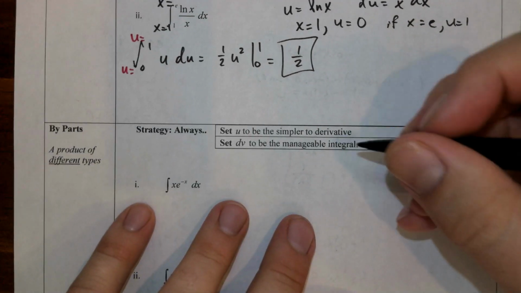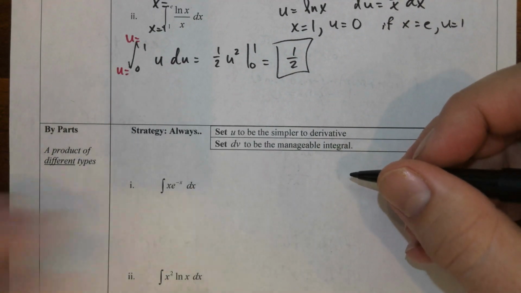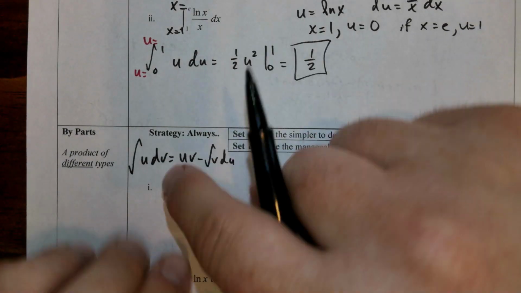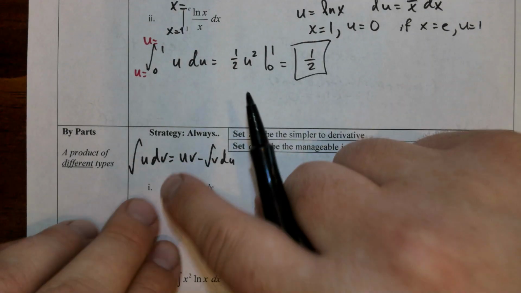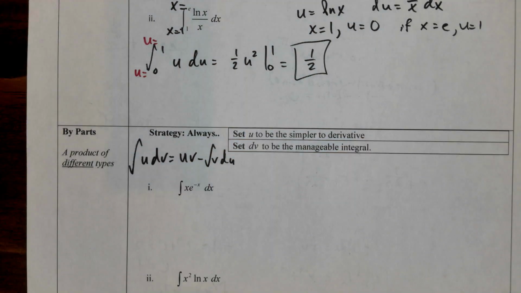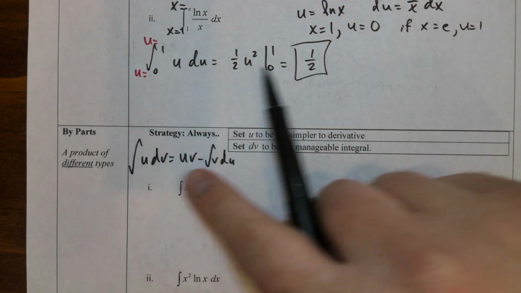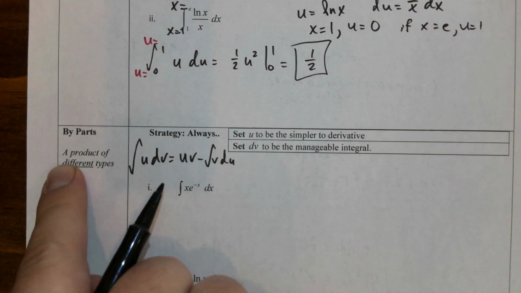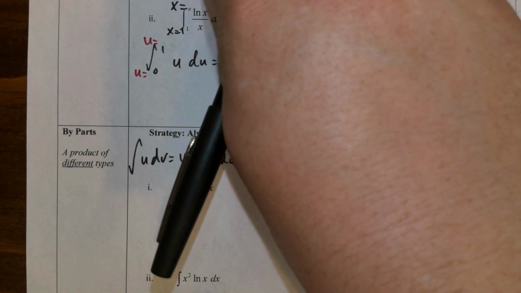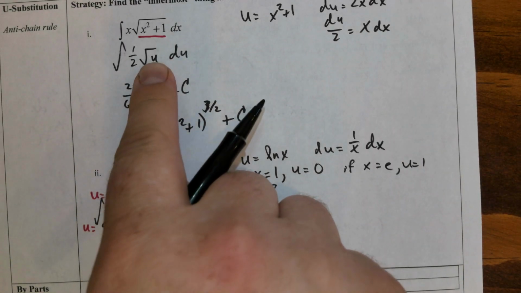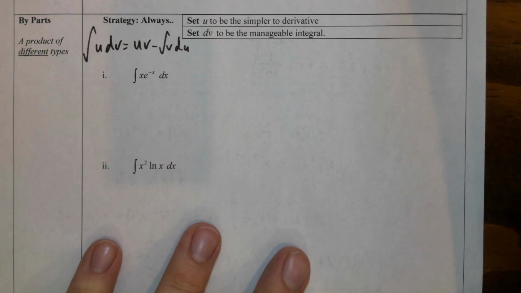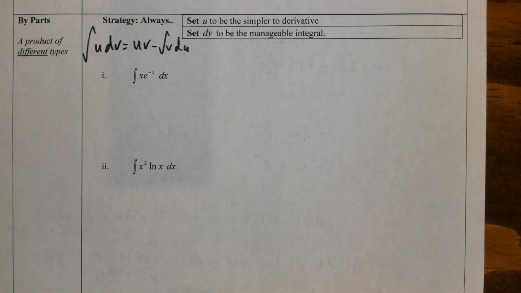I have this lovely formula for integration by parts. Right? That's what by parts does. It's not rocket science. It's just by parts. It's a little formula. It's whenever I have products of different types. When I have products of the same types, I'm going to be using u-sub. I'm going to be using anti-chain rule. But when I have products of different types, that's when I go to by parts.